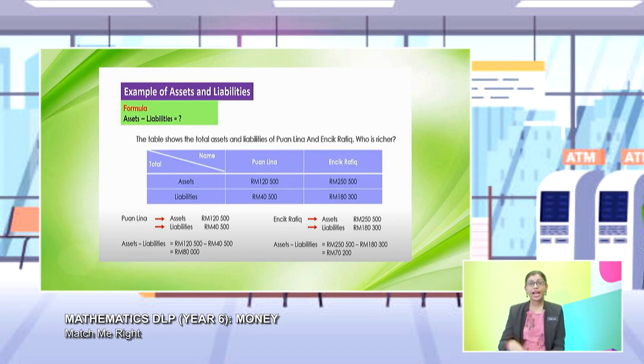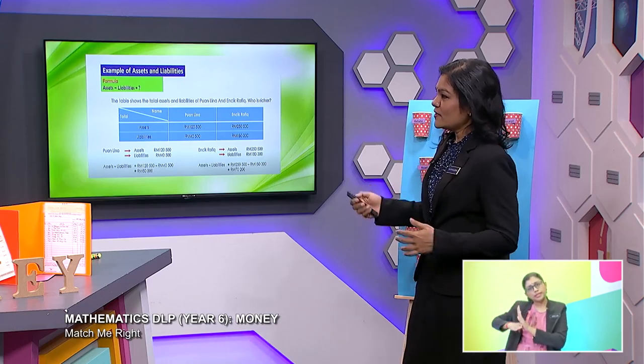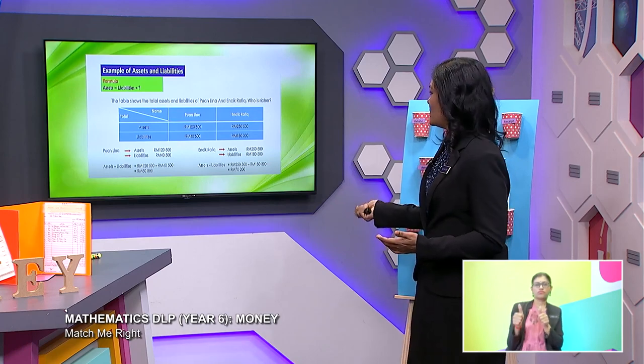Yes, you are right. Even though Mr. Razik got 250,000, his liabilities are higher than Puan Liza's. So in this case, we can tell that Puan Liza is the richer person, because once your liabilities are lesser and lesser, you become rich. So kids, you must know. What do you prefer now? Do you want to own more assets or have more liabilities? I want more assets. Okay, that's a good character of an entrepreneur.